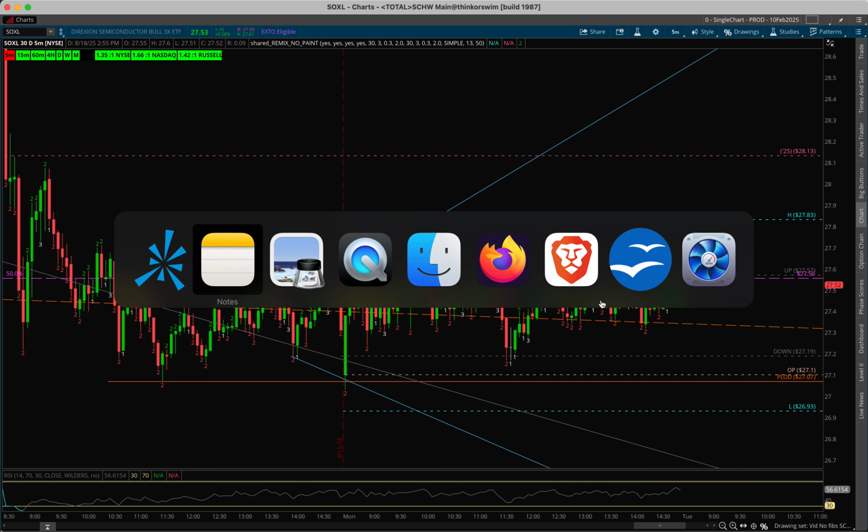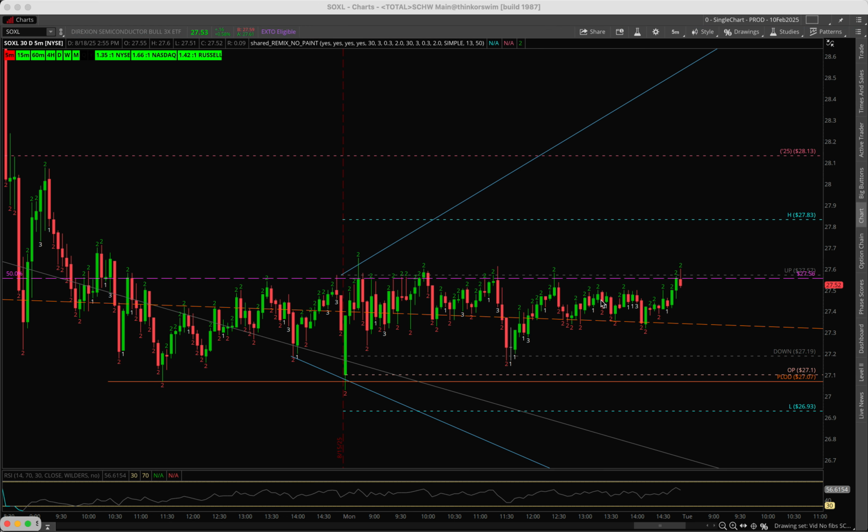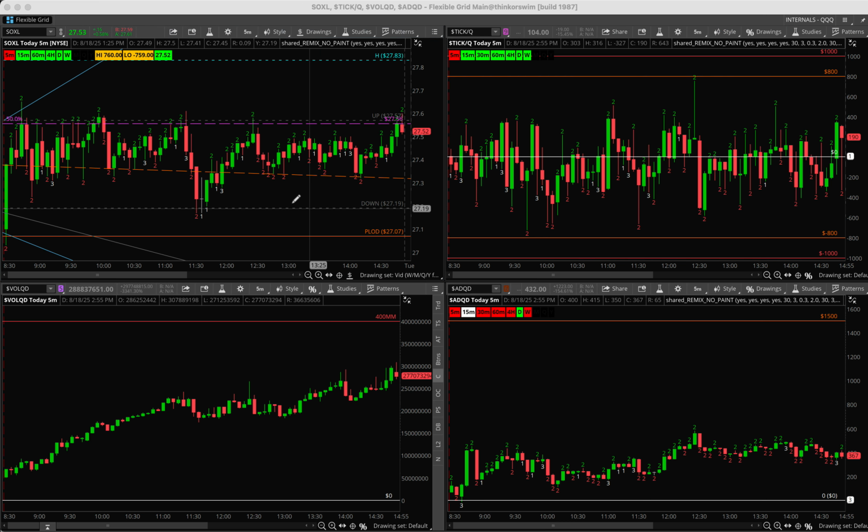If we also take a look at the internals for QQQ, we can see this is price action for SOXL in the upper left-hand corner. This is the TICK Q in the upper right-hand corner. The lower left-hand corner is VOL QD, and the lower right corner is ADQD. So the tick is essentially how many stocks are ticking up and ticking down in that minute or 5-minute candle, whatever you set it to. It could be a day, week, whatever.